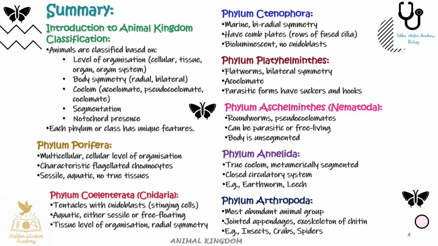Annelida includes segmented worms such as earthworms and leeches. They are triploblastic, coelomate animals with a closed circulatory system and a segmented body plan.